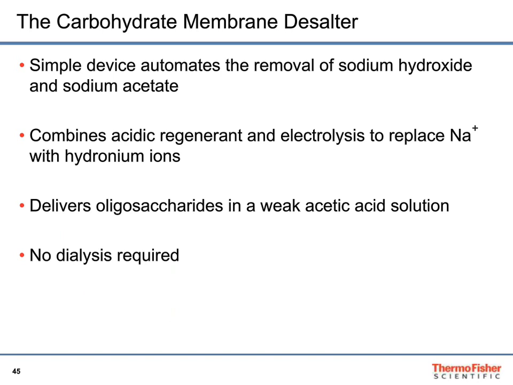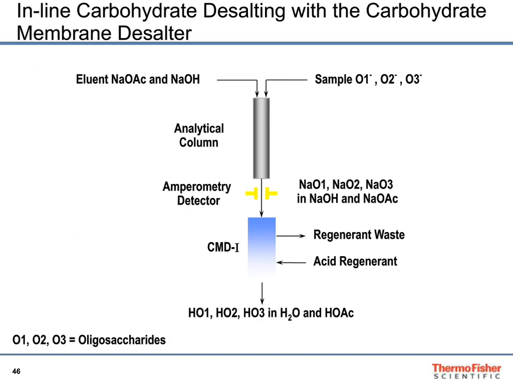Let's look at that device. So our sample here, at the top, we see it's in sodium acetate and sodium hydroxide. We've got, let's just say, 3 oligosaccharides. They're labeled O1, O2, and O3. They go through our CarboPac column. They go through our detector. Remember, we need that hydroxide there for detection. And then we go into this Carbohydrate Membrane Desalter.